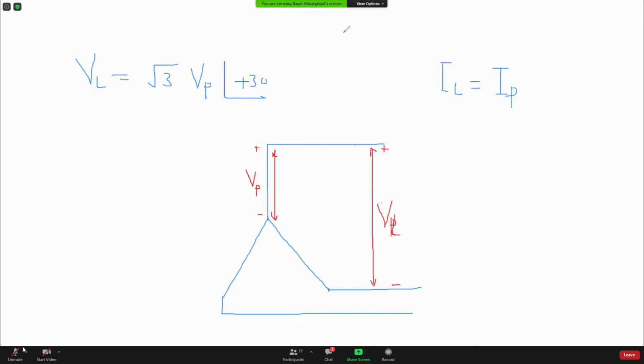While when it comes to the current, I line here in the line, I phase is going here. And you can see the I phase equals to I line because what comes here goes through the line.